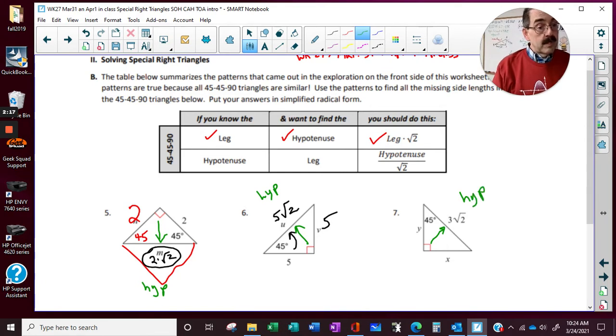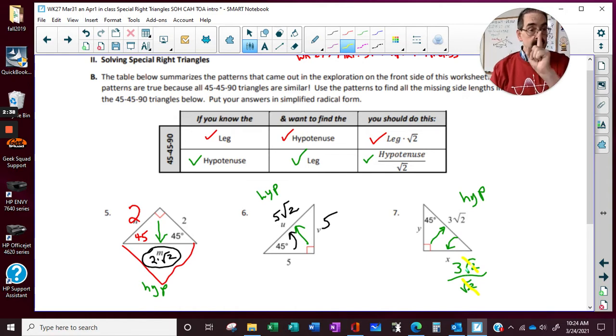Now, if we have the hypotenuse and we need to go toward a leg, from the hypotenuse to a leg, we divide out the radical 2. So just write 3 radical 2 divided by radical 2. Radical 2 divided by radical 2 is 1. Anything divided by itself is 1. Pause the video if you need to, write your notes down, and away we go.